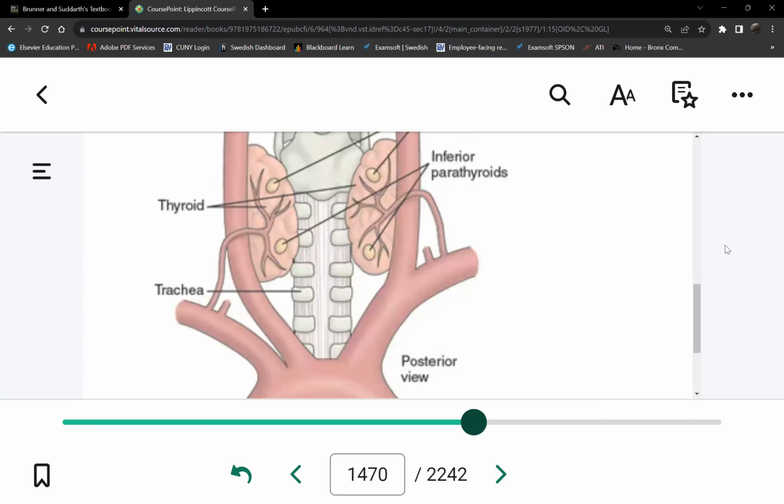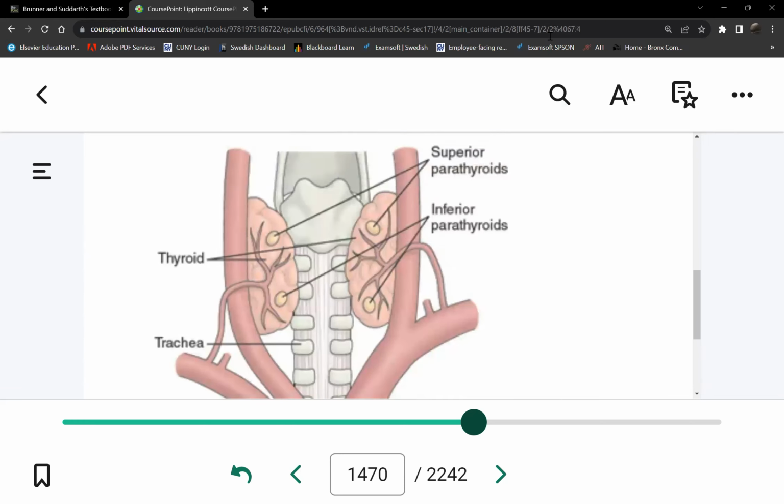So these are their locations. So we're looking at the posterior aspect now. So in front, behind this is of course the neck. Okay, so we're looking at this from the back of the head. So that's how the parathyroid glands are situated. As you can see, their blood supply is from the thyroid glands themselves. So if we have removal of the thyroid gland, then that means we end up removing the parathyroid glands as well.